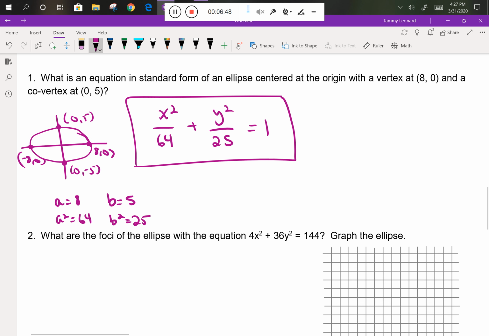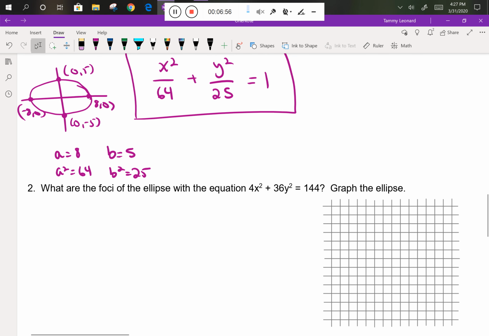In number 2, we're asked what are the foci of the ellipse with the equation 4x squared plus 36y squared equals 144. Sometimes at first glance, this really throws students a little bit, because it's a wacky looking equation. It doesn't look anything like the standard form we were just looking at above. So here's the key. Ellipse equations are always set equal to 1. This is set equal to 144.